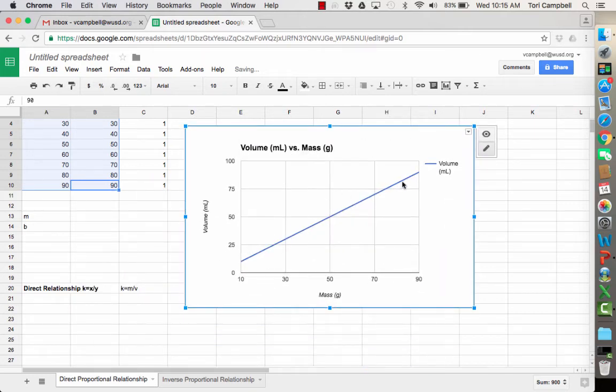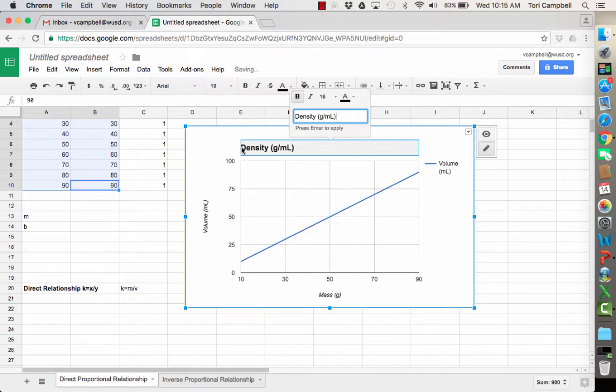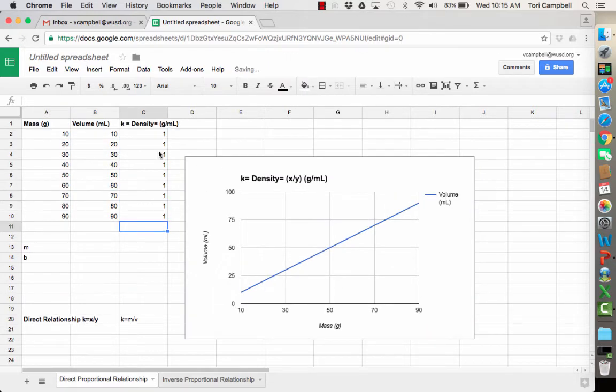So this clearly shows that I have a linear relationship for density, which is measured in mass divided by volume. So density is K in this situation. So K equals density, which equals x divided by y. Because every single time you divide x by y, you get the same value, which is 1 in this case for water.